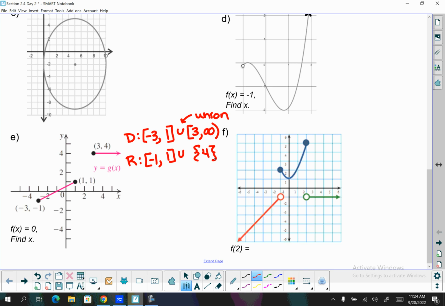Okay, now the function notation at the bottom. It says f of x equals 0, find x. So remember, f of x is a fancy way of saying what?